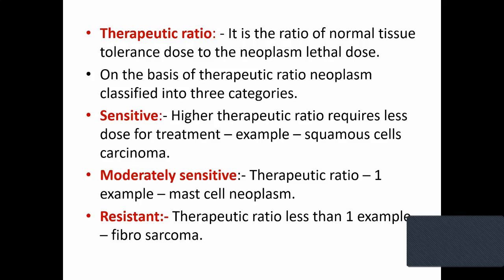Then the third one is the resistant one, radio resistant. Here the therapeutic ratio is less than 1. An example of this category of tumor is fibrosarcoma.